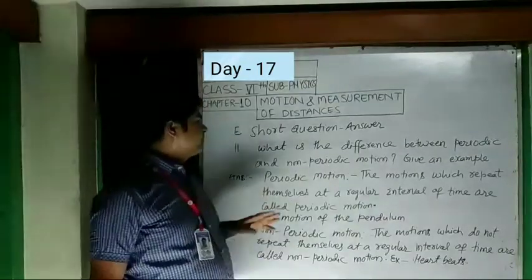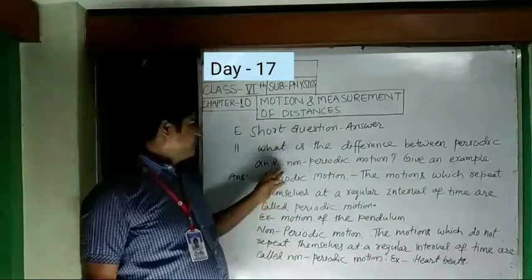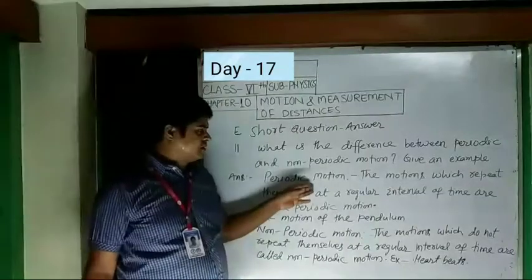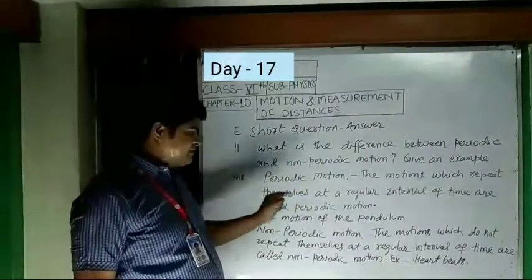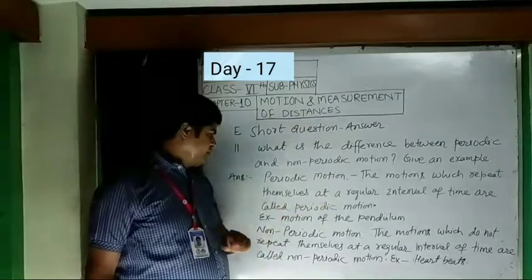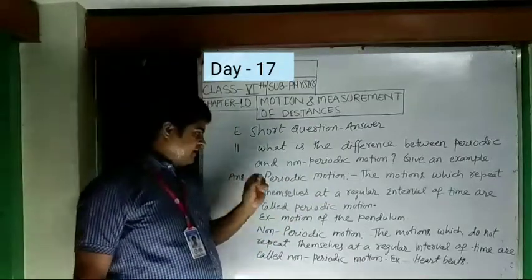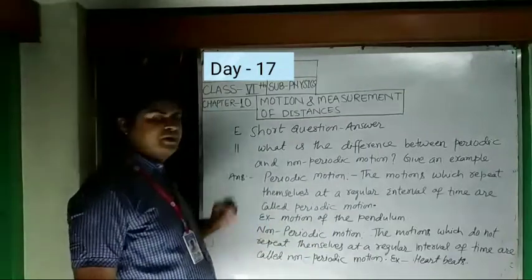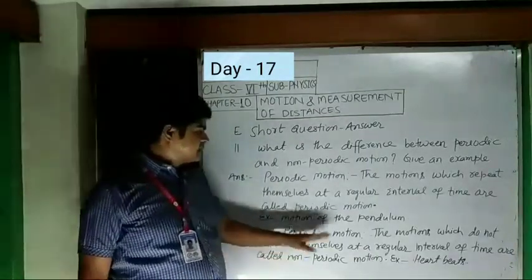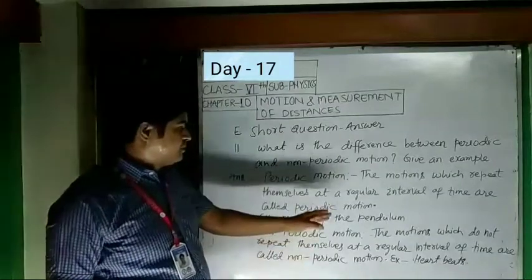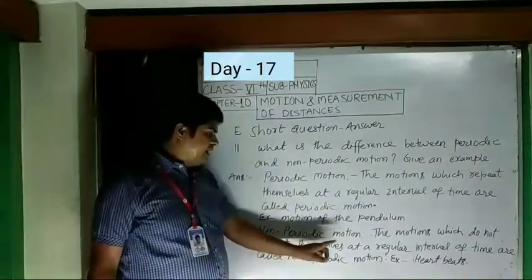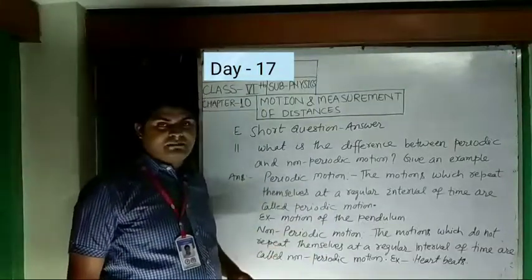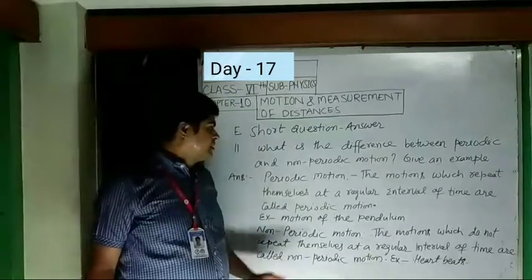See question number 11. What is the difference between periodic and non-periodic motion? Give an example. Let us see periodic motion. The motion which repeats itself at a regular interval of time is called periodic motion. Give one example: the motion of a pendulum is an example of periodic motion. Now non-periodic motion, just the reverse of periodic motion. The motion which does not repeat itself at a regular interval of time is called non-periodic motion, for example heartbeats. Now let us see question number 12.